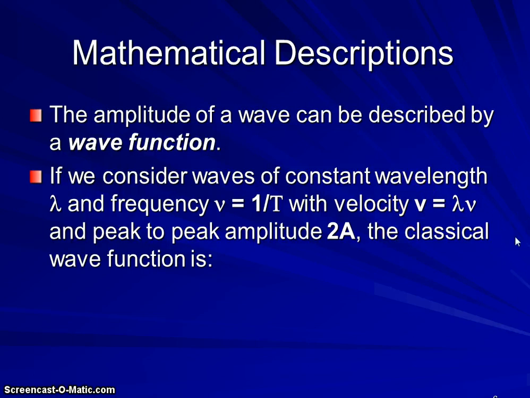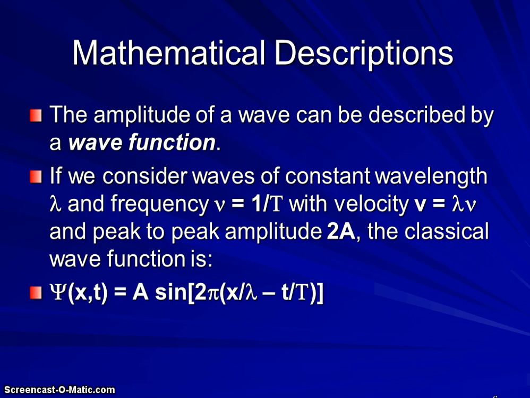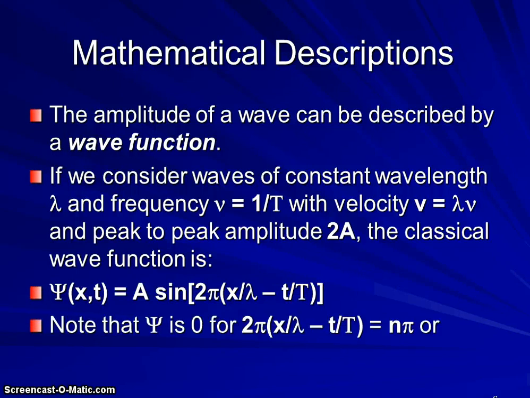And the peak to peak amplitude we're going to call 2a, the distance from then the equilibrium point up to the top of a peak or the bottom of a valley. So then we can write this wave function where we say that the wave function is equal to a, that amplitude we just described, times the sine of 2 pi times x, how far we are along the x-axis, over wavelength, minus t, the amount of time that has passed, over tau.